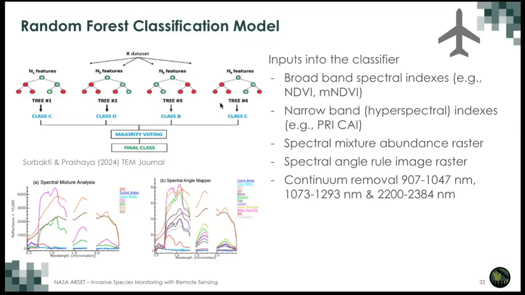The inputs into this random forest classification model include broadband spectral indexes that many of you will be familiar with. These are things that are calculated from the imaging spectroscopy, such as NDVI or modified NDVI. However, because we have the imaging spectroscopy, we can also calculate narrowband features such as the photochemical reflectance index or the cellulose absorption index. These are hyperspectral indexes that cue in on some of those subtle variations in the spectra that we can see with imaging spectroscopy data. We also put spectral mixture abundance rasters into this classifier, as well as spectral angle rule image rasters and continuum removal across three different locations in the spectrum.